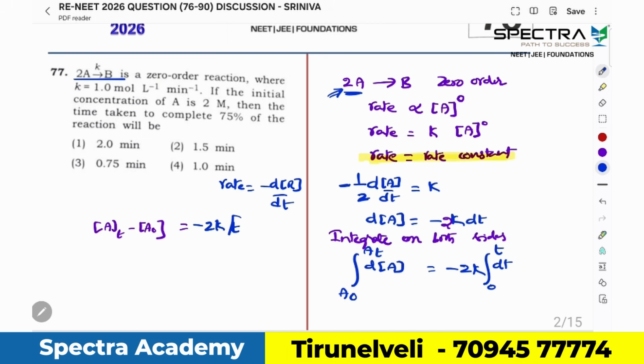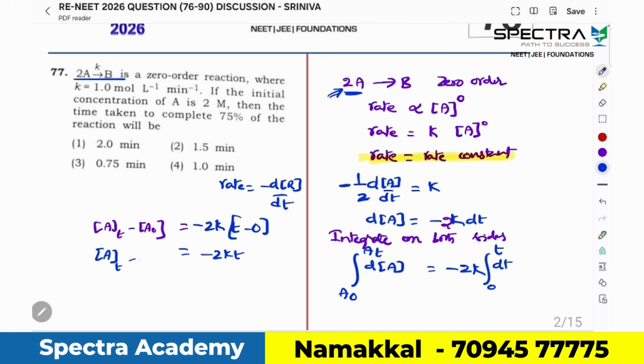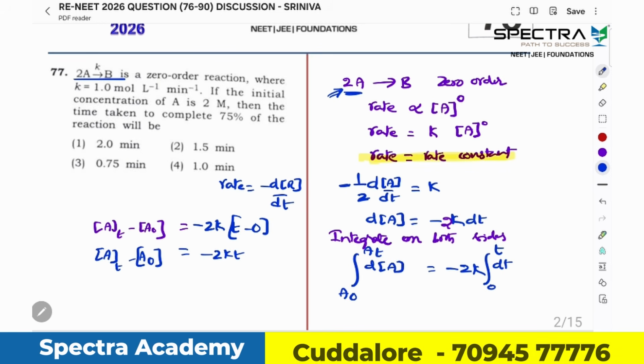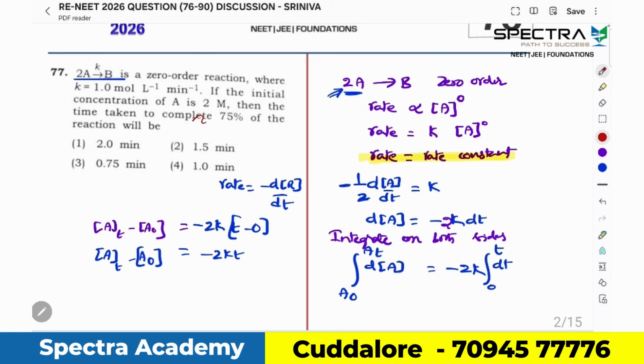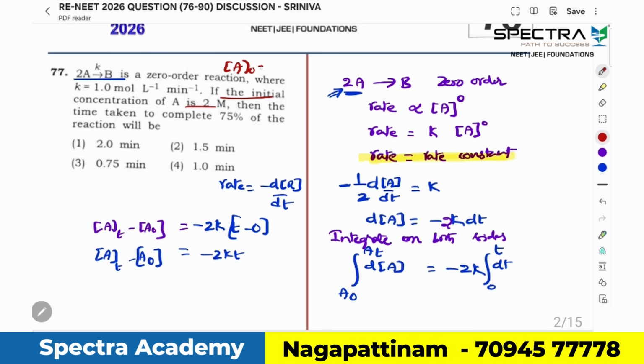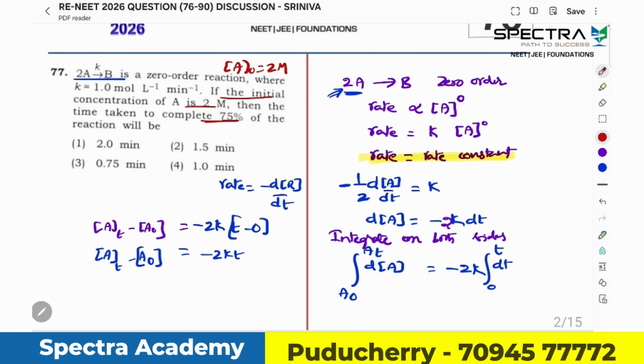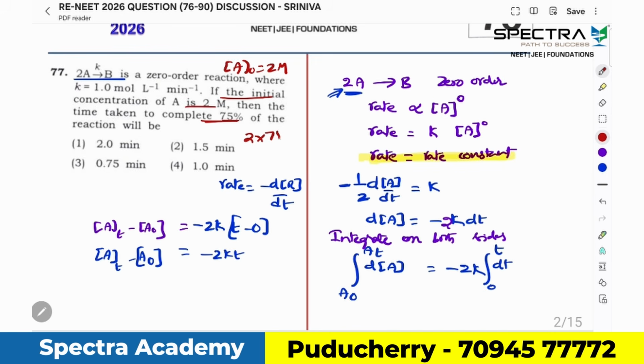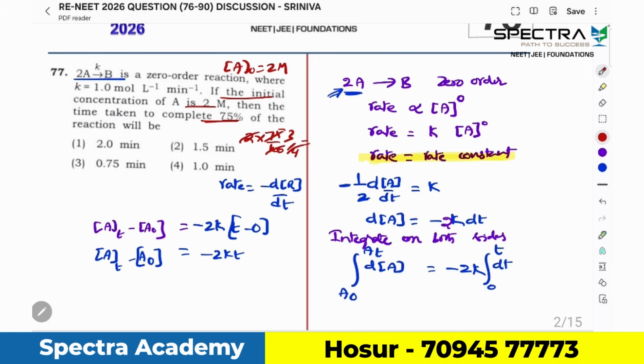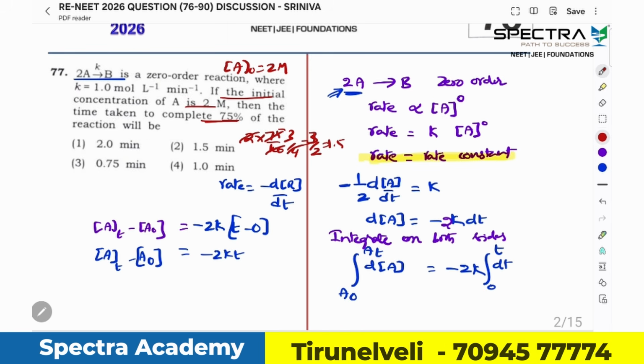So upper limit T minus 0, lower limit, so minus 2KT, and here AT minus A naught. Now here they have given the initial concentration, A naught, which is equal to 2 molar. Then the time taken for 75% completion: 2 into 75 by 100 is 3 by 4, that is 3 by 2, which is equal to 1.5.